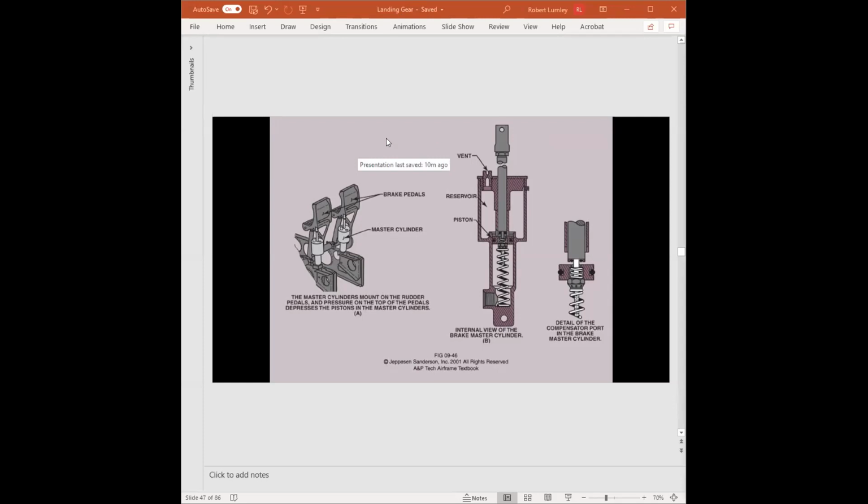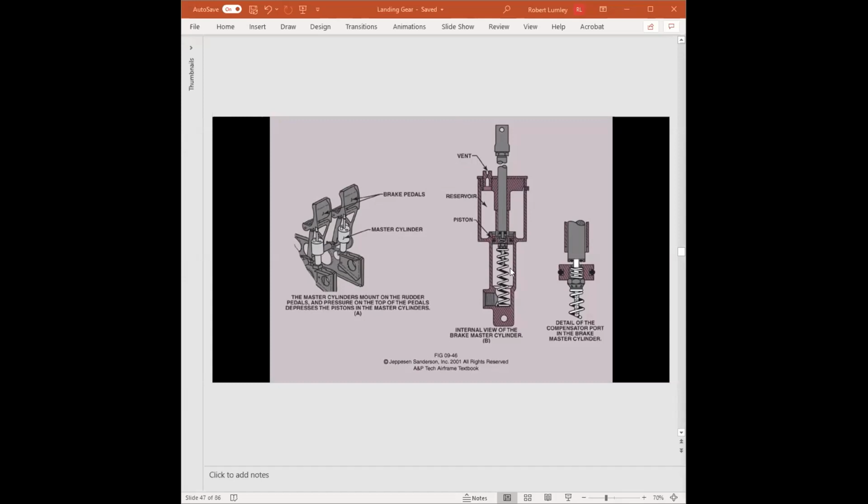Now, it is a very simple system. We're going to look at what's inside the master cylinder. The master cylinder is now known as an open system. The reason it's known as an open system is because there's a reservoir of hydraulic fluid that is vented to the atmosphere through the fill plug that has a small hole drilled into it as a vent.